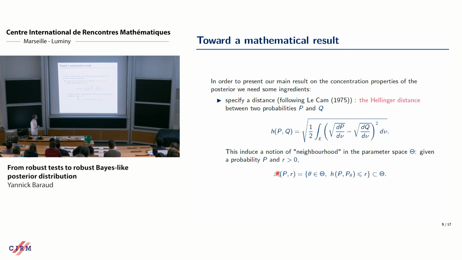And I want to find neighborhoods in my parameter space. So I will denote this way: the neighborhood P R is the neighborhood of those parameters in my parameter space for which the Hellinger distance between P and P theta is not larger than R. So it's a neighborhood in the parameter space. It's not a neighborhood on the set of probabilities, but only on the parameter space. And of course, what I want to prove is that for some suitable P and for suitable R, my posterior will concentrate on this kind of neighborhoods in my parameter space. Okay, so I just move on.